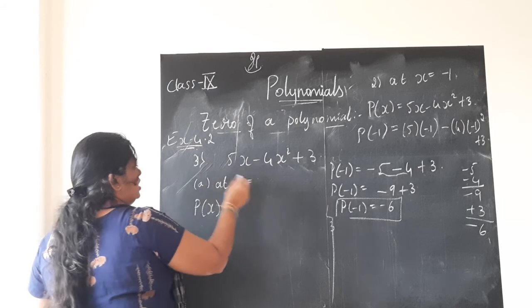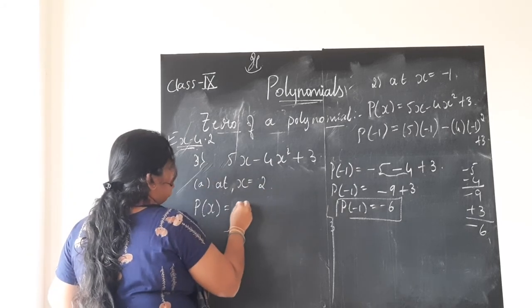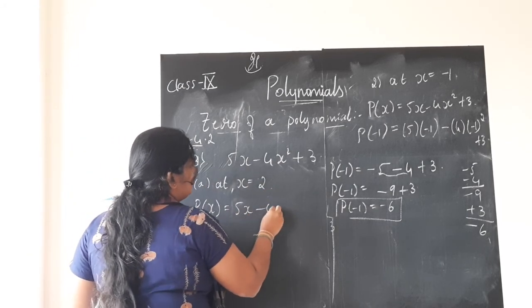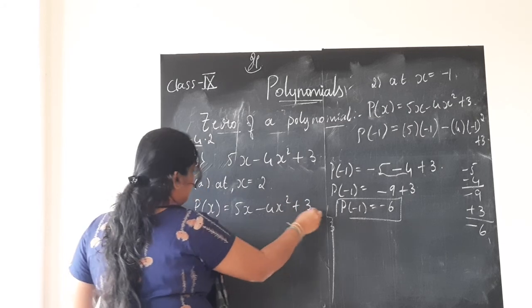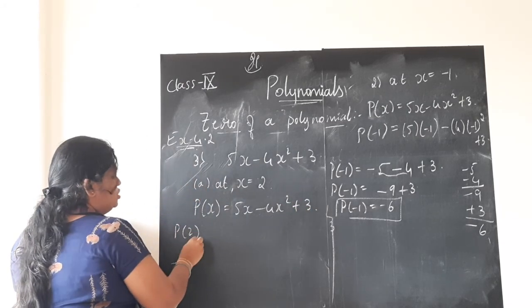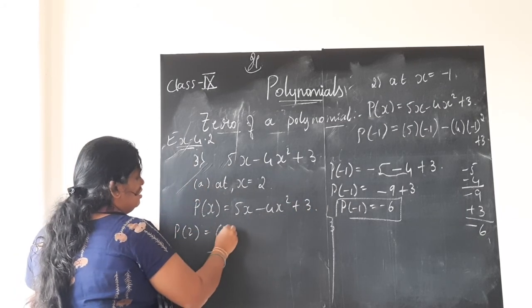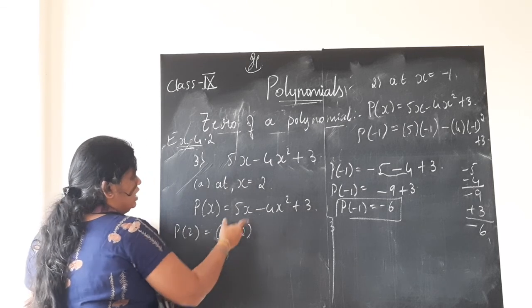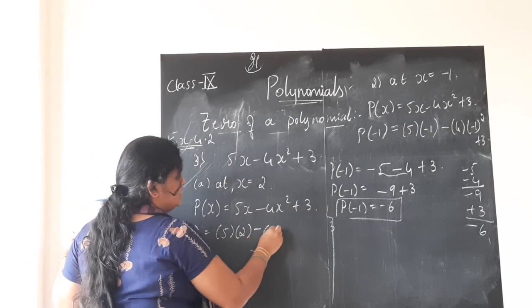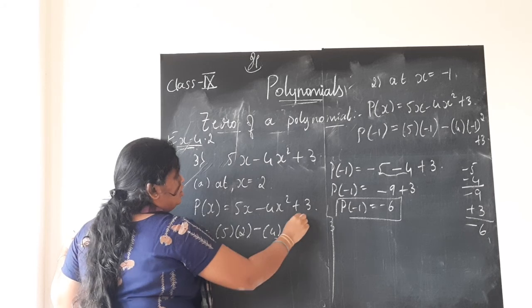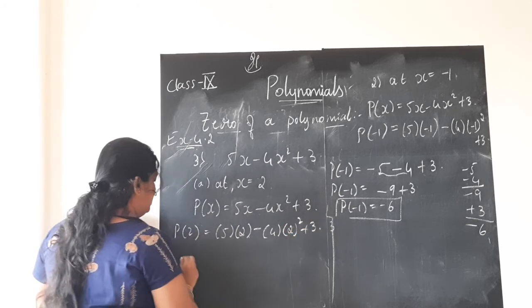Third question, at x is equal to 2. So p of x is 5x minus 4x square plus 3. Now x value is 2. So p of 2 is, see, 5 in one bracket, x value 2 in one bracket, minus as it is 4 in one bracket, 2 square plus 3.